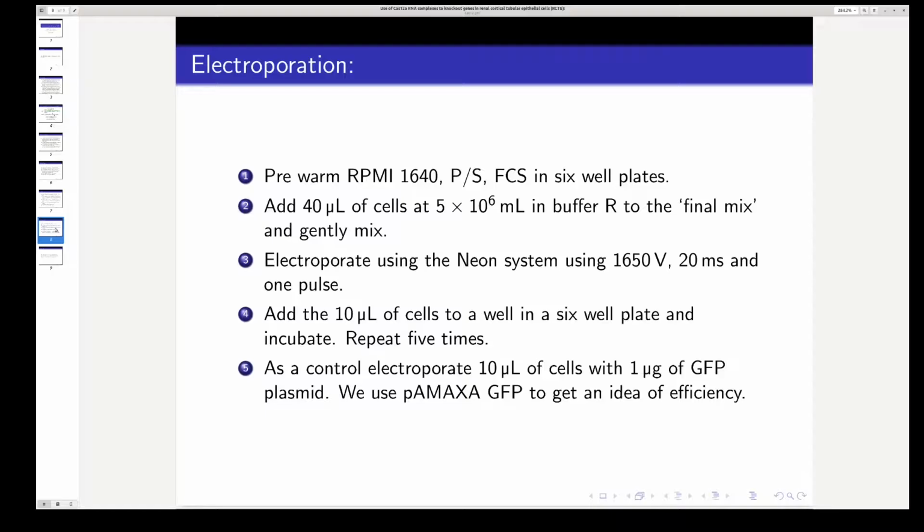Then you add the 10 microliters of cells that's in your pipette to a well in a 6 well plate and incubate, and you do this 5 times. And as a control, we electroporate 10 microliters of cells with 1 microgram of GFP plasmid, and we use pMax GFP to get an idea of efficiency. Efficiency is usually really good. It's at least 80%.